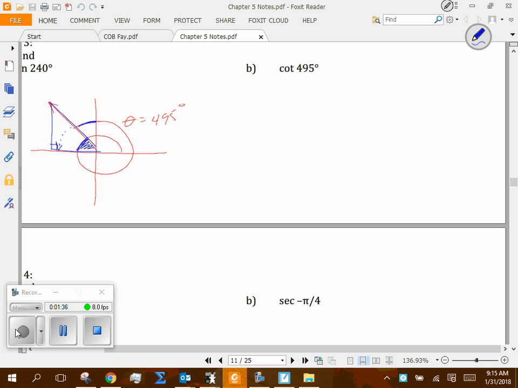Okay? Now, I think it's going to be beneficial for a lot of us, just because, if I'm dealing with, say, 24 over 3, doesn't it make much more sense to deal with that as 8 instead of 24 over 3? So when I go 495, it makes a lot more sense to start reducing multiples of 360 from that and deal with that. So if I do that, I'm actually looking at cotangent of 135. Does that make sense?